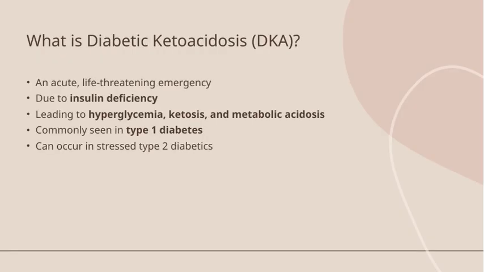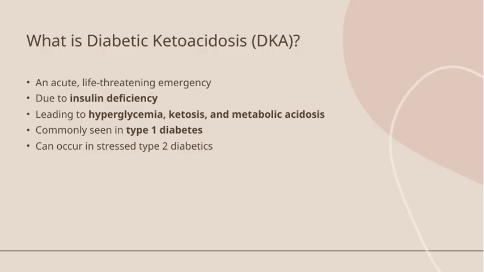So let's talk about what diabetic ketoacidosis, or DKA, actually is. It's an acute and potentially life-threatening emergency that can happen in people with diabetes. The main cause is insulin deficiency, which means the body isn't able to use glucose properly for energy. When this happens, several dangerous things occur simultaneously. First, blood sugar levels become very high, leading to hyperglycemia.